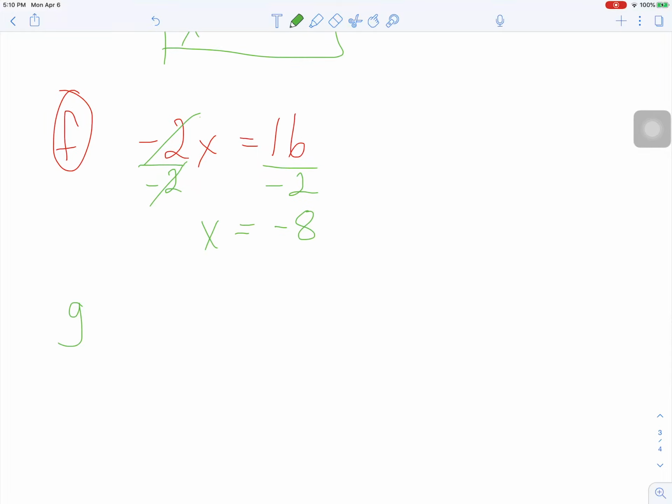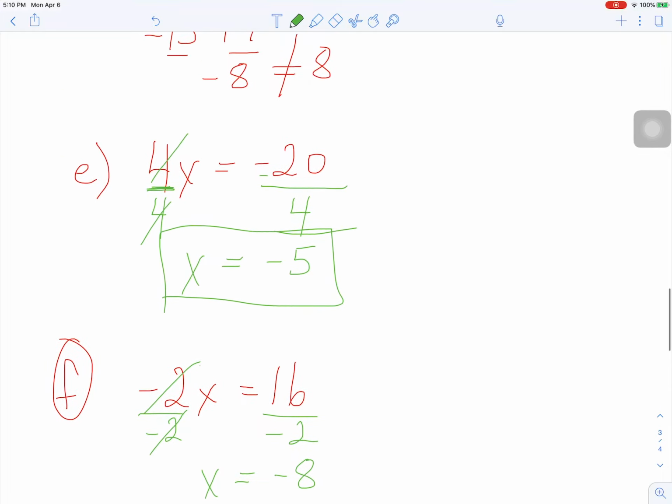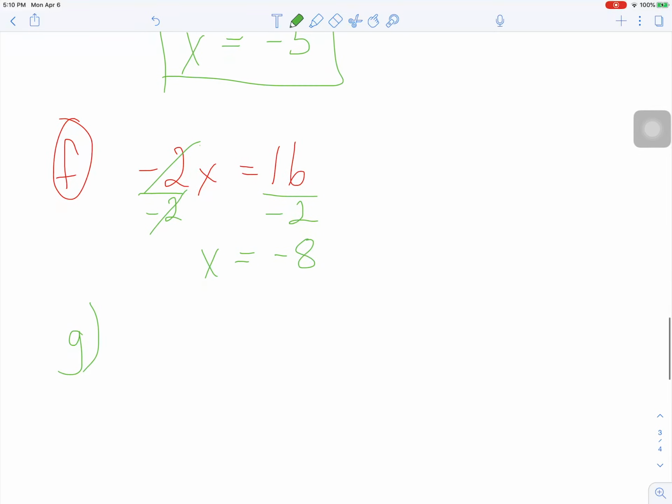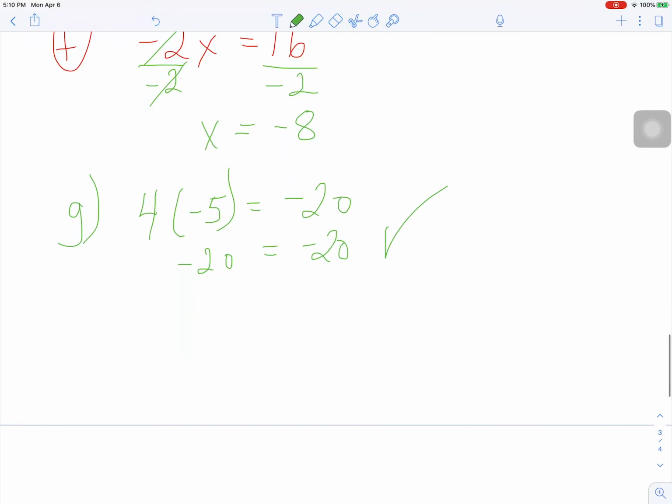G says, how do you check the solution? Well, that's pretty easy how you check the solution. We go back to E. We figured out it's -5 would be the solution. So we go 4 times -5 equals -20. Does that work? Yes, -20 equals -20. We have done it correctly.